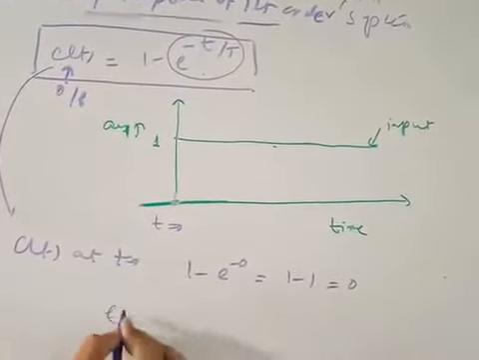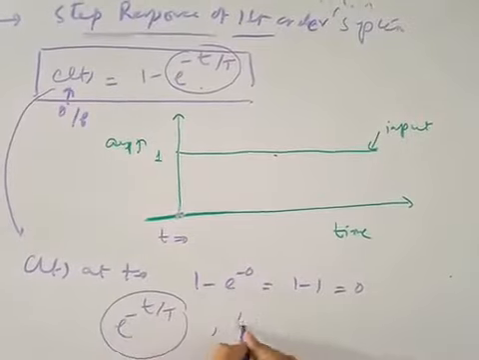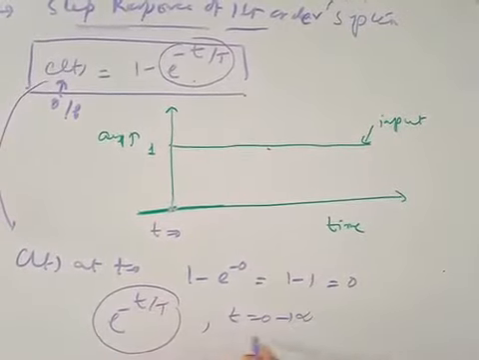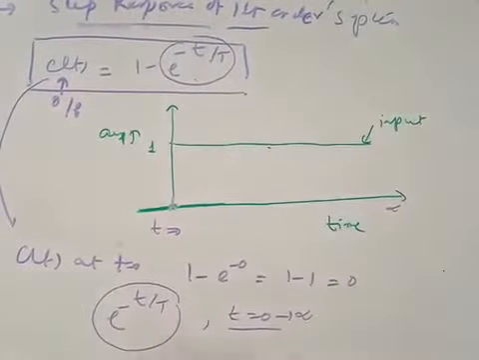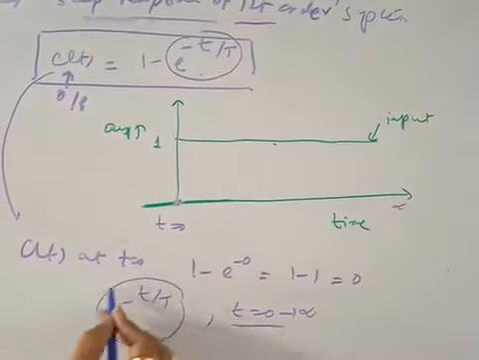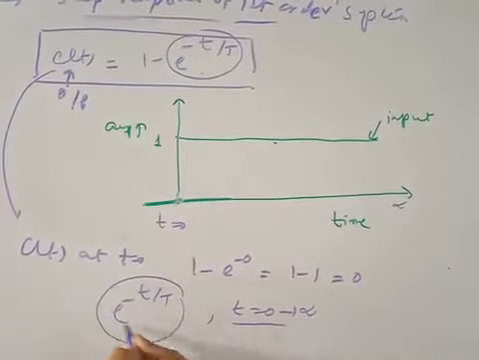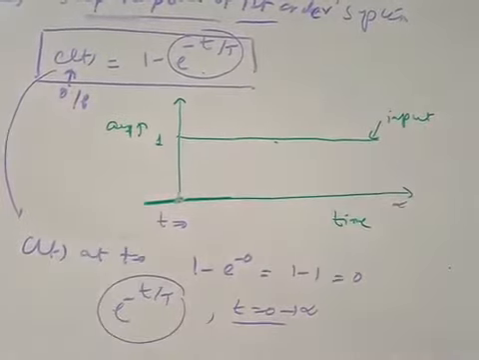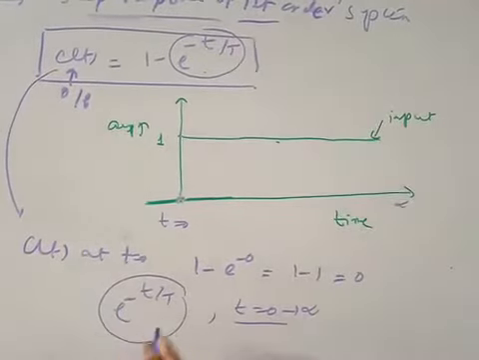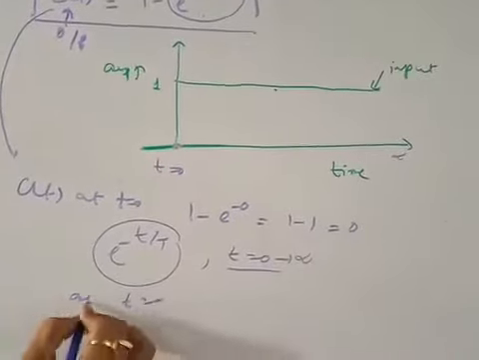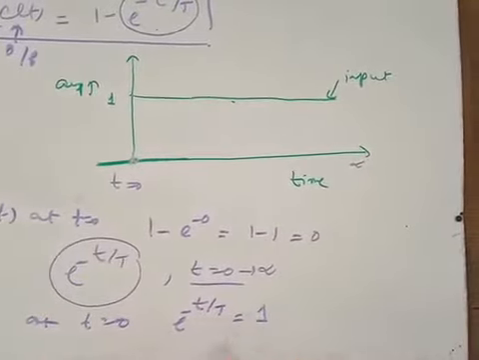If you consider only t by T, where T is some constant, and t goes from 0 to infinity, if you vary the value of t, what do you get? This is an exponential decaying curve, e to the power minus t by T. And if you consider only this part, at t equal to 0, e to the power minus t by T equals 1, right?